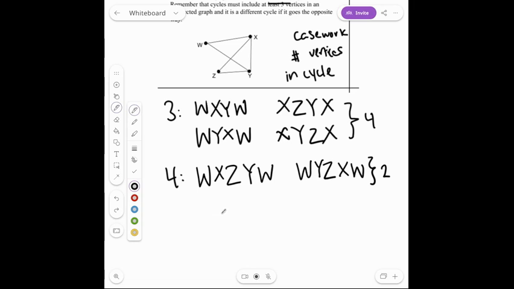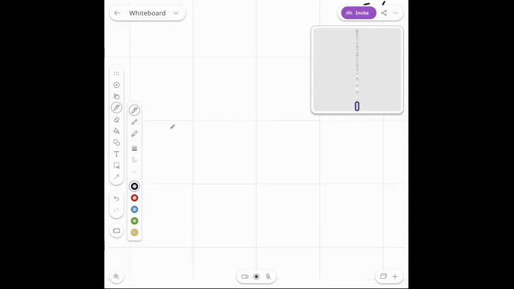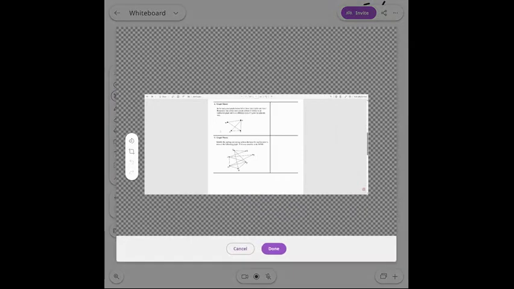And since there are only 4 different vertices, there's not going to be any cycles longer than 4 because a cycle cannot repeat any vertex except the first and the last. Therefore, you do 4 plus 2 equals 6, and that is the correct answer. Okay, let's do the final problem now.